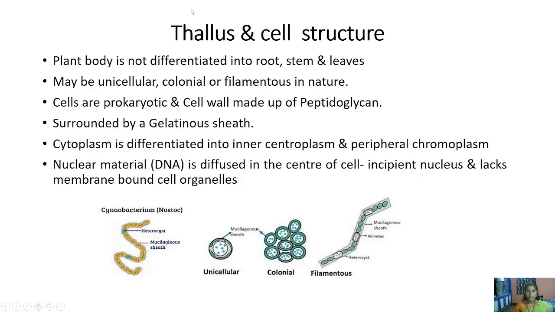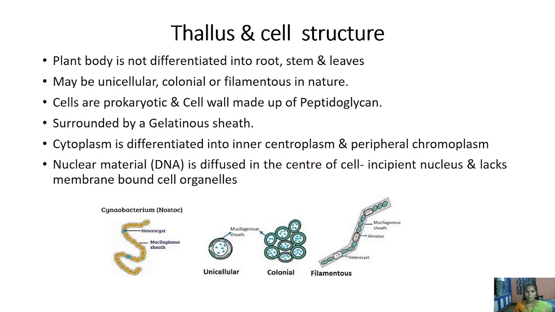In case of colonial form, the group of cells are living together within a common mucilaginous sheath, forming a colony, whereas in case of filamentous form, the cells are arranged one above the other or one below the other, forming a hair-like structure called trichome. The cells of cyanobacteria are prokaryotic in nature and their cell wall is made up of peptidoglycan.